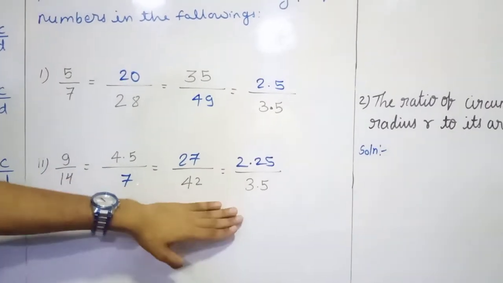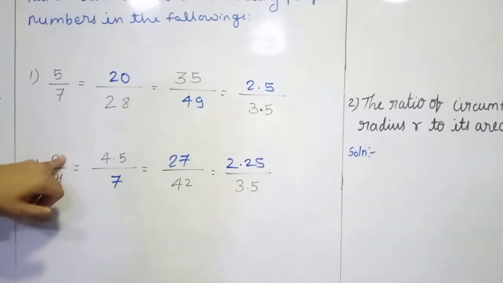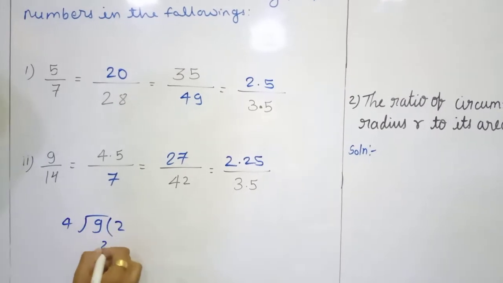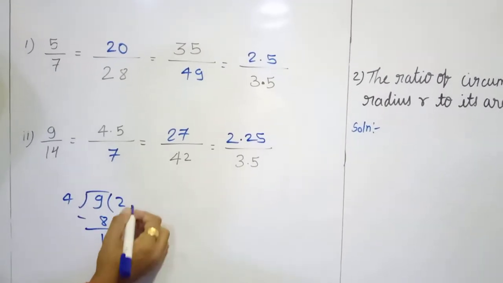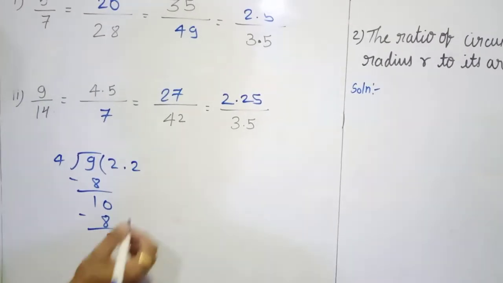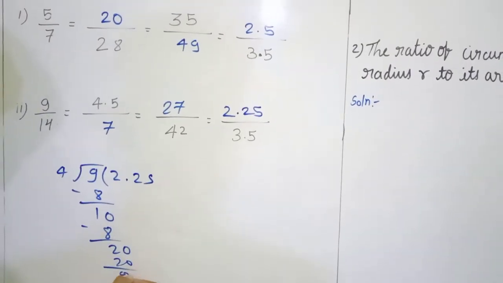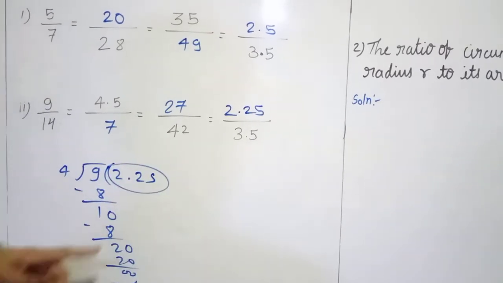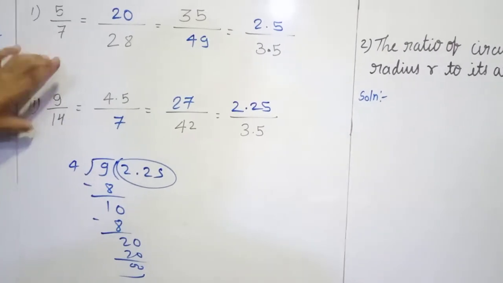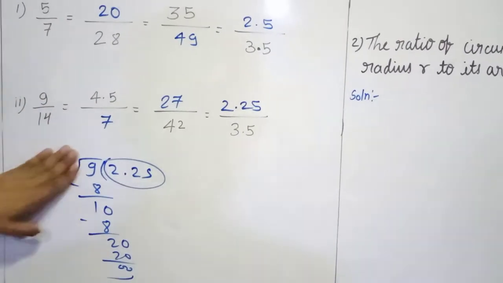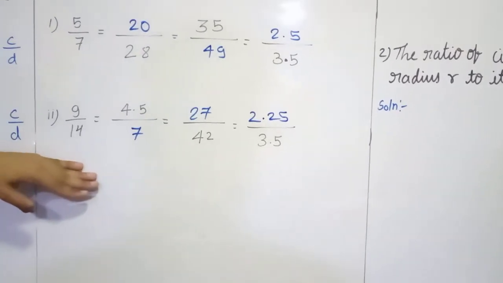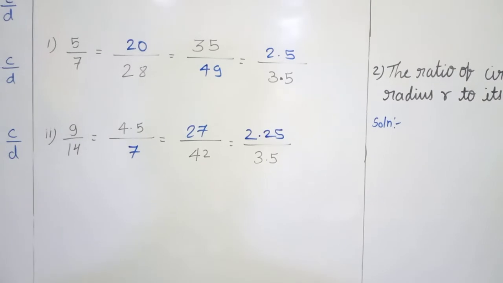If you are not able to divide 9 by 4 directly, you have to do as we are doing. 4 2s are 8, 1 decimal point 10. 4 2s are again 8. Decimal is there, so we have increased the 0. 4 5s are 20. We got remainder 0, so 2.25 becomes the answer. If you are not able to do it directly, you can do it by the division method or the multiplication method to fill in the blanks. This way we complete question number 1.